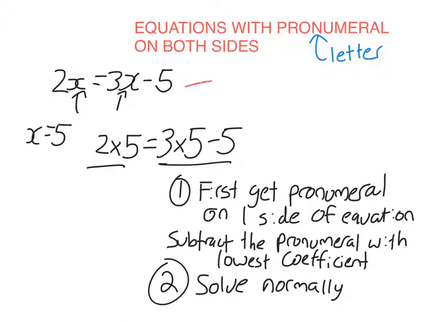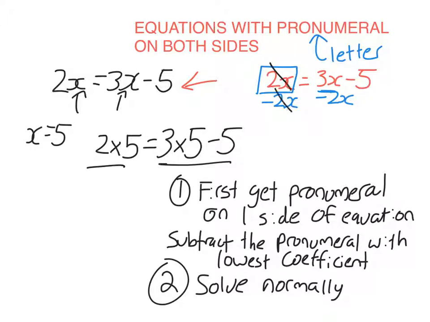So let's look at our equation up here. So we have 2x equals 3x minus 5. What I'm saying is we're going to subtract from each side of the equation the pronumeral with the lowest coefficient. So that's this one here, because this x only has a 2 in front of it, the coefficient of this term is 3. 2 is lower than 3. So what I do is I subtract 2x from both sides. So 2x minus 2x, they cancel each other out. That leaves us with 0 on this side. 3x minus 2x is just x.